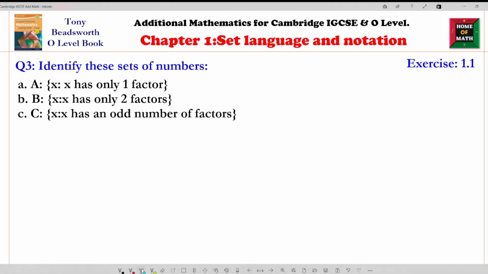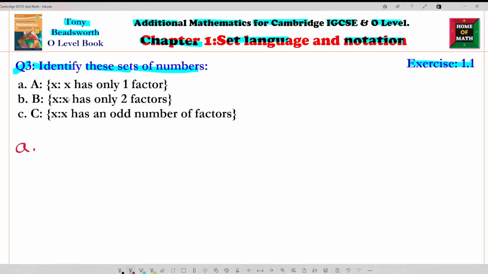Today's question: identify these sets of numbers. This is exercise 1.1 and we are trying to solve question 3, from Additional Mathematics for Cambridge IGCSE O-Level, writer Tony Beresford. We are in chapter 1, set language and notation. So we are trying to solve this very important question step by step.